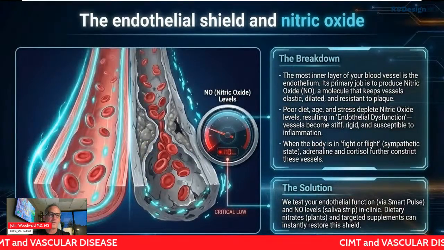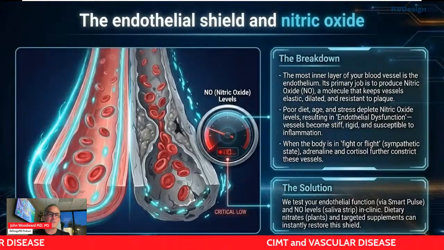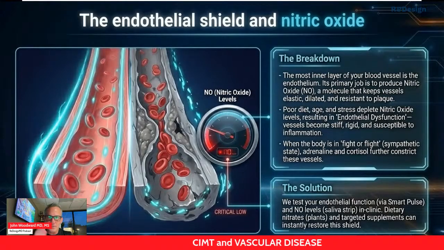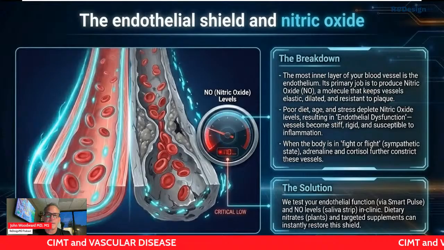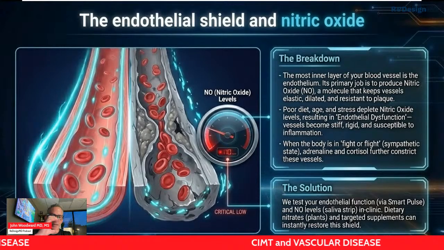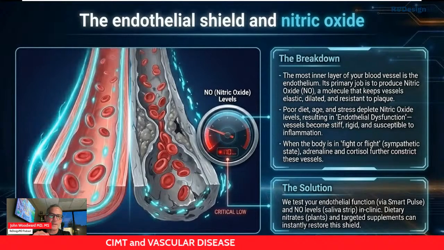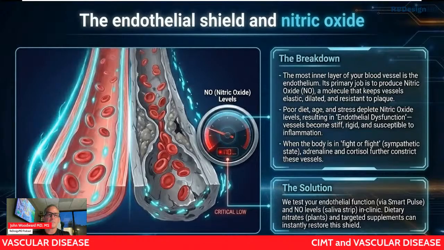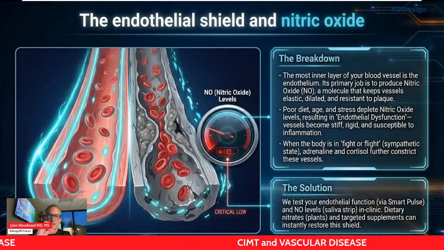So one of the things we've mentioned here already is your endothelial shield, which is the most inner lining of the blood vessel, the thin single cell layer that's very responsive to nitric oxide. Nitric oxide does what? It dilates the vessel. So when it dilates the vessel, blood flows better. There's less restriction. There's less damage to the arterial wall. When there's nitric oxide present, the hemodynamics of the vessel works better.